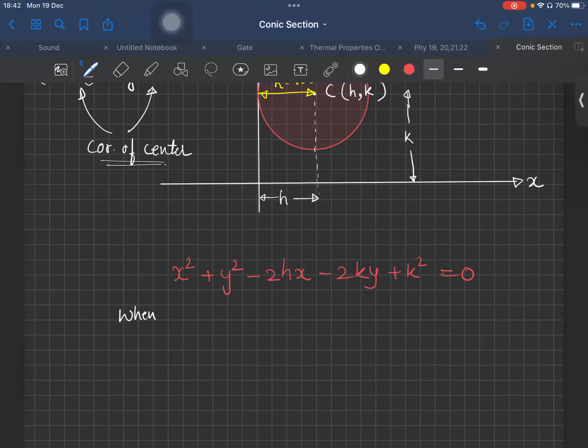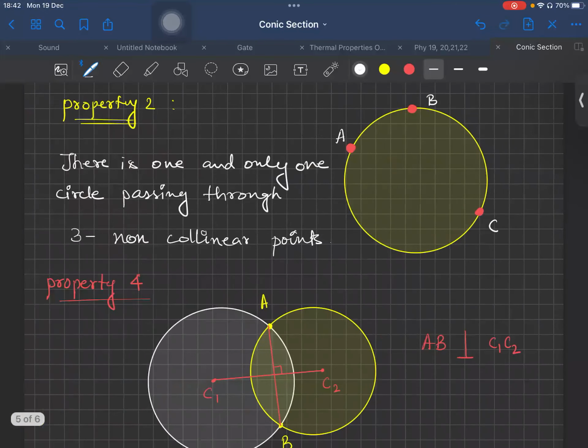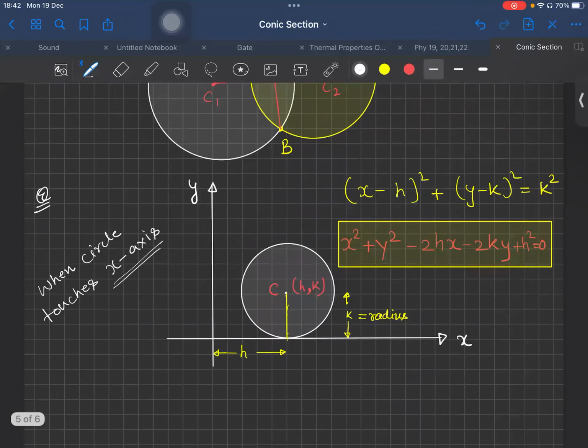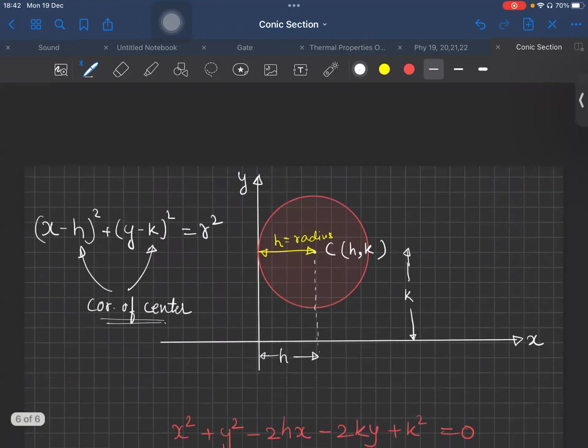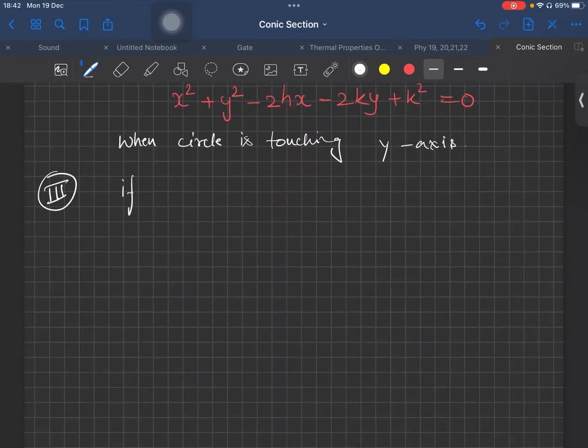When the circle is touching the y-axis, that means the y-axis is the tangent here. In the earlier case, the x-axis was the tangent, right? Now, if the circle is touching both axes, find out that. This is the first part, the same question. This is the second part. Now find out the third part: if the circle is touching both axes.